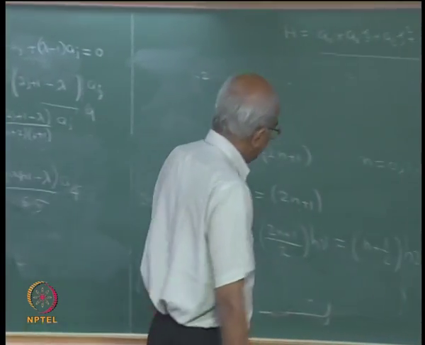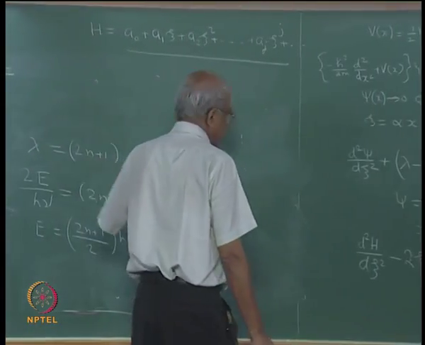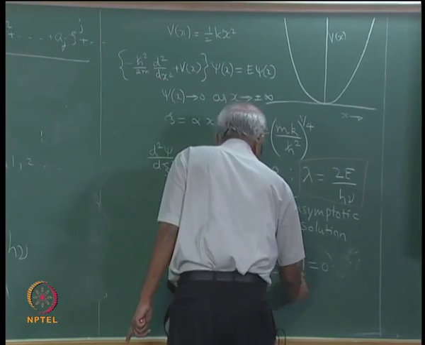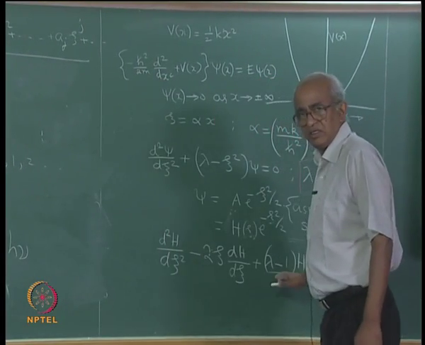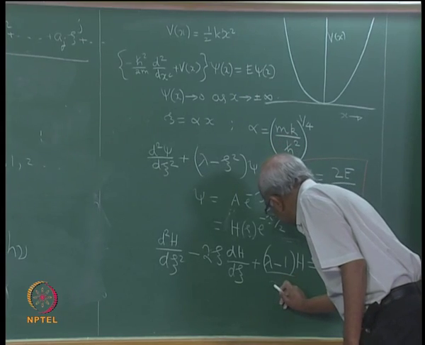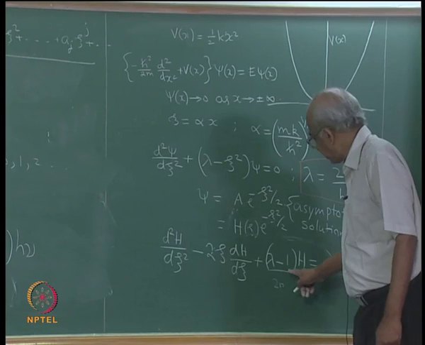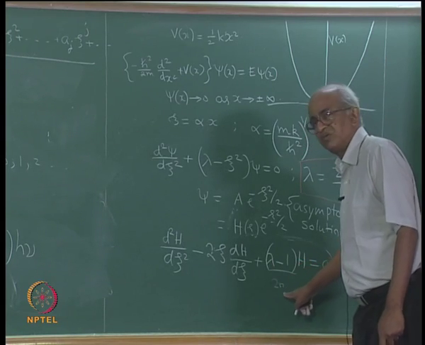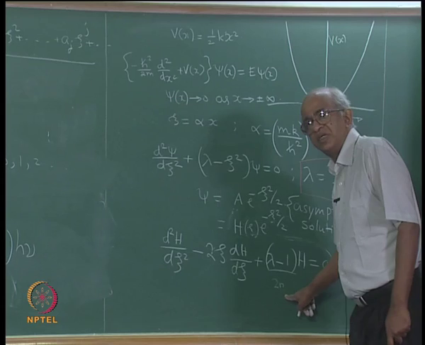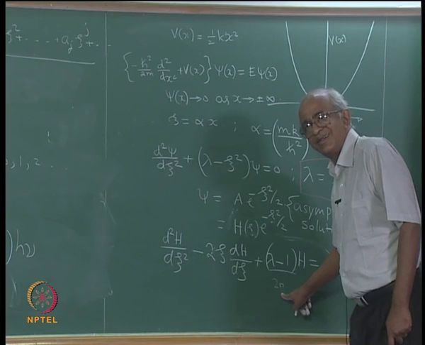And further this lambda equal to 2n plus 1 can be put here, right, and therefore, the solutions that we are looking for have, instead of lambda minus 1, the number 2n here, where n is an integer, right.